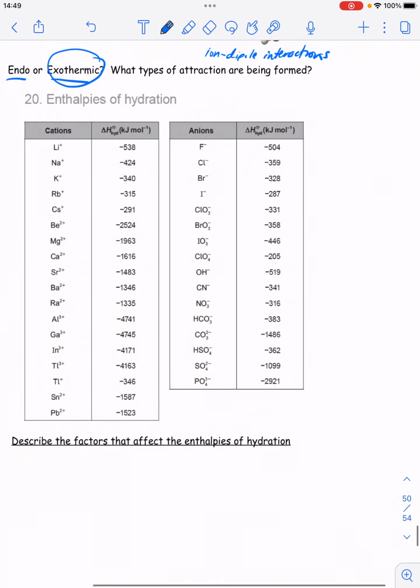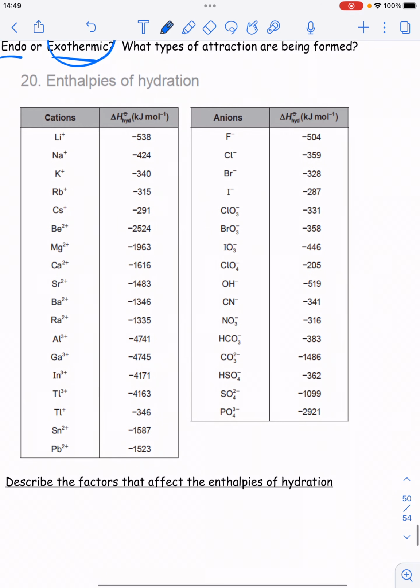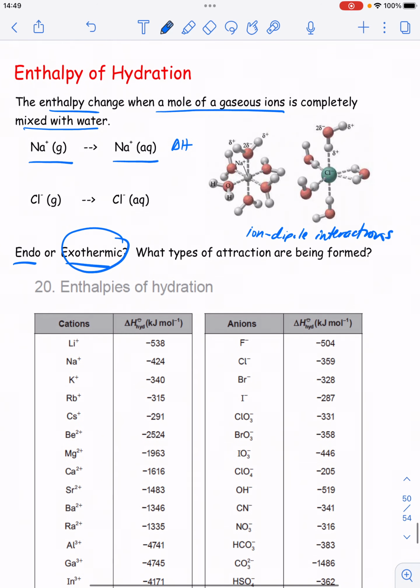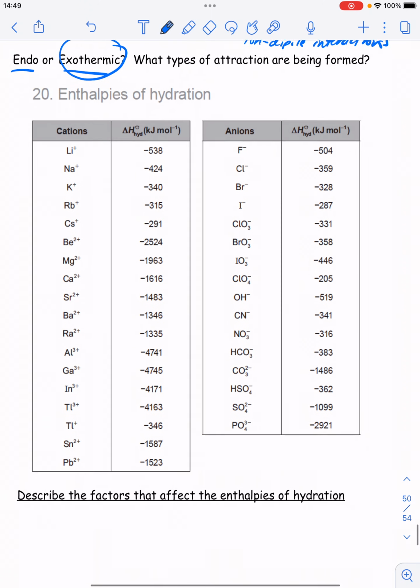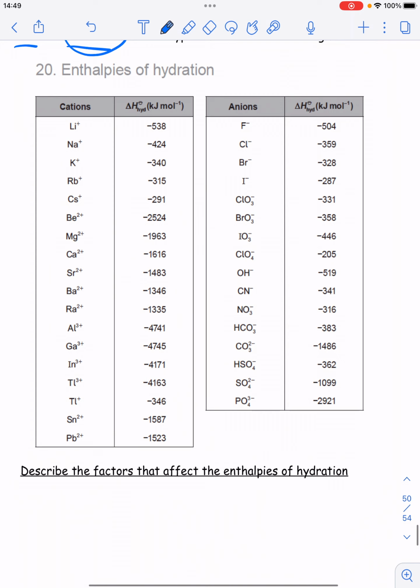And sure enough, if you look at table 20 of the data booklet, all of these values are negative. So we should know what enthalpy of hydration is, its definition, how to represent it with an equation with correct state symbols, and we should know, generally speaking, that it is exothermic. The next thing you have to be able to do is compare the relative size of enthalpies of hydration.